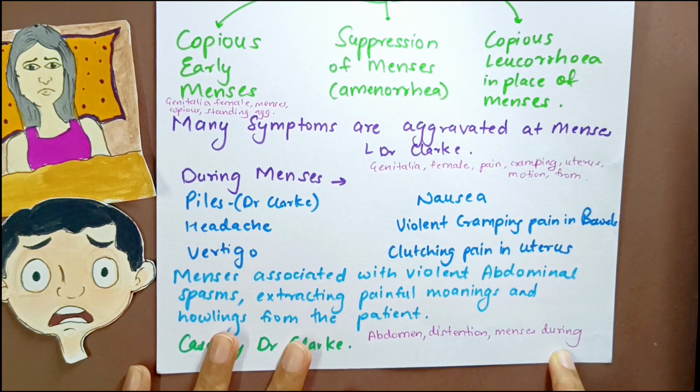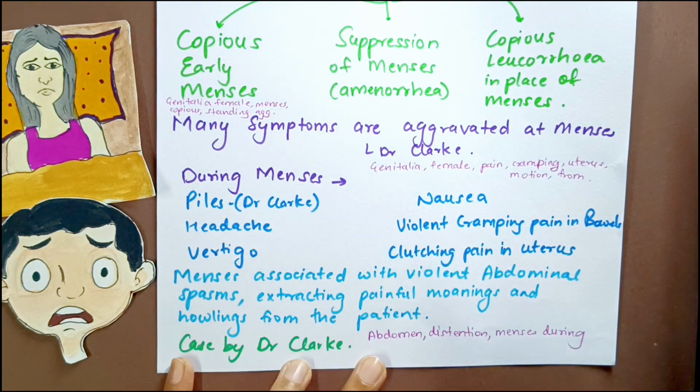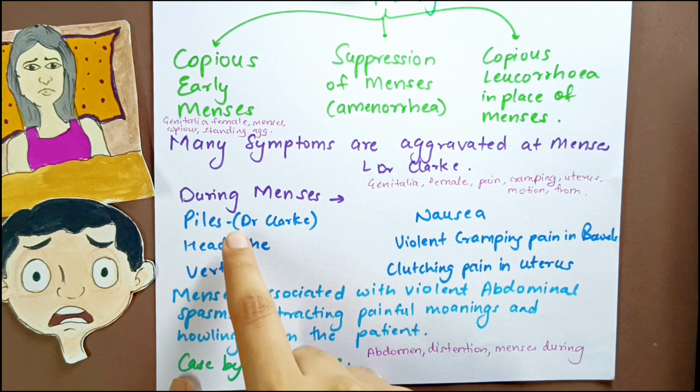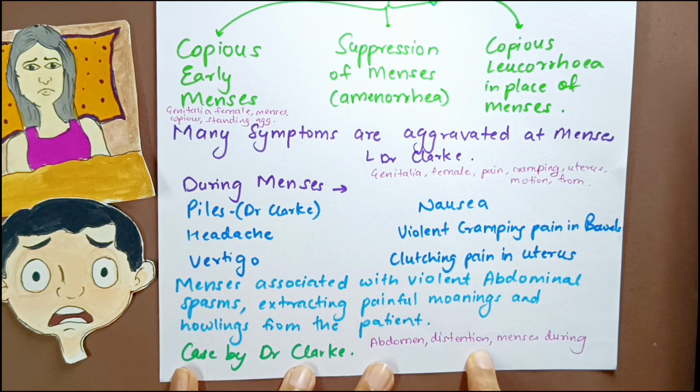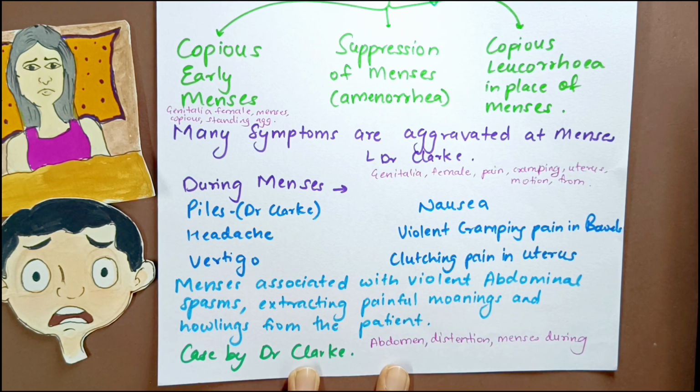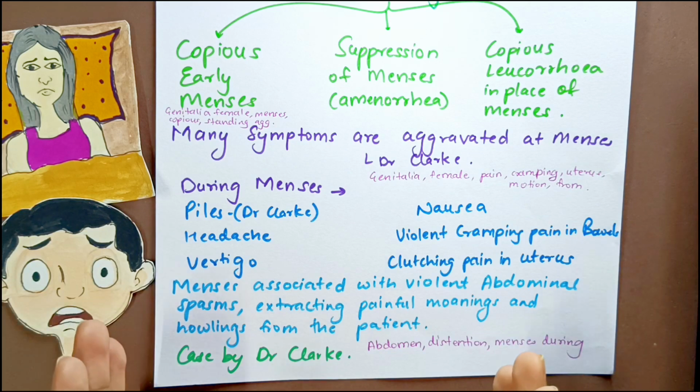Abdomen distension, menses during. So we've already seen many complaints that happen in this patient during menses. Now we also see that the abdomen is getting distended. Actually, you see piles, nausea, violent cramping pain in bowels, and also abdominal distension are all related to GIT. So many symptoms related to GIT get aggravated during menses. That's what you can roughly remember. So in Cocculus you have to remember many GIT related symptoms get aggravated during menses.